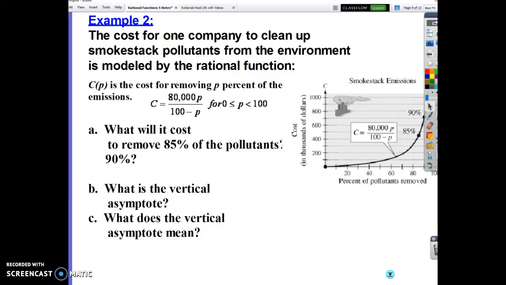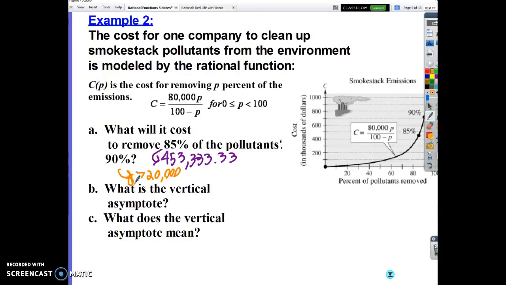Okay, we're on to the last two examples for this. So part A, you should just check your answers real quick. So the cost to remove 85% of the pollutants would be $453,333.33. So that's the 85. And the 90% is $720,000. Okay, so you should check your work, make sure you plug those in correctly.